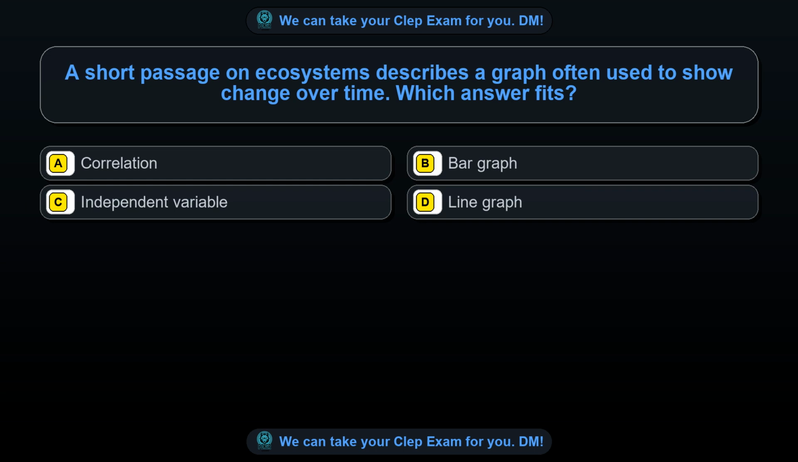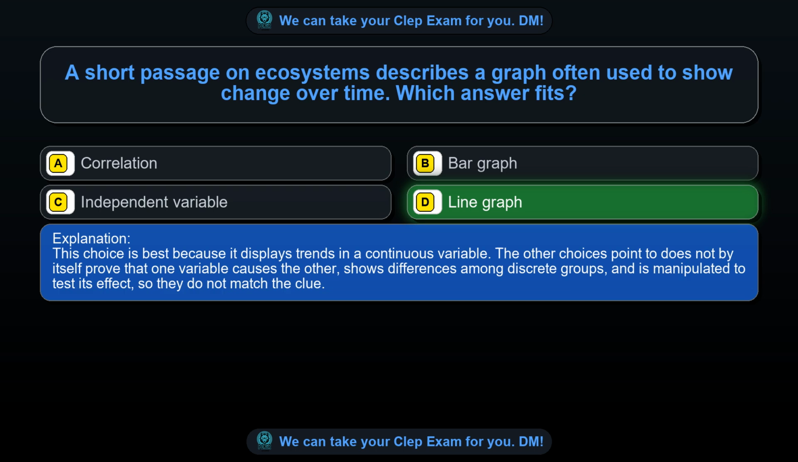Question 80. A short passage on ecosystems describes a graph often used to show change over time. Which answer fits? Option A, correlation. Option B, bar graph. Option C, independent variable. Option D, line graph. The correct answer is option D, line graph. This choice is best because it displays trends in a continuous variable. The other choices point to does not by itself prove that one variable causes the other, shows differences among discrete groups, and is manipulated to test its effect, so they do not match the clue.